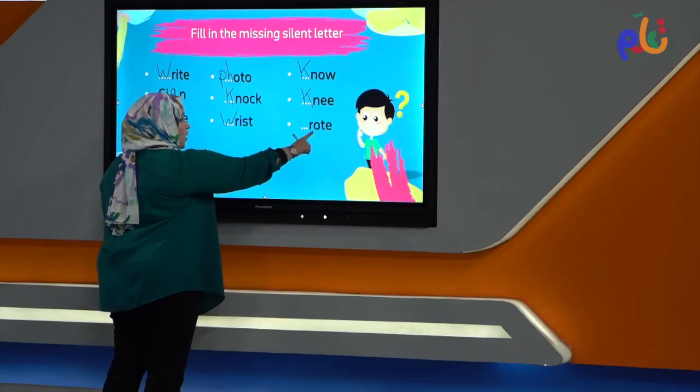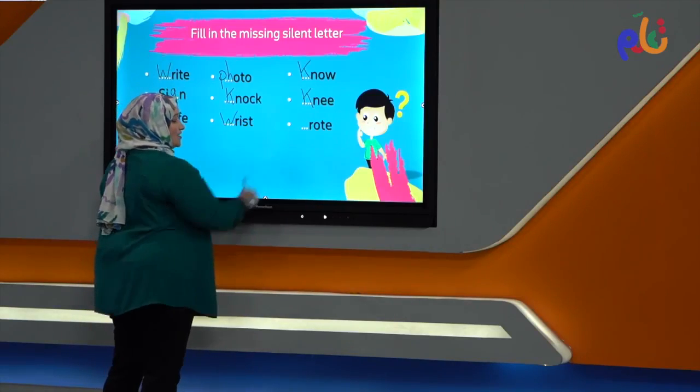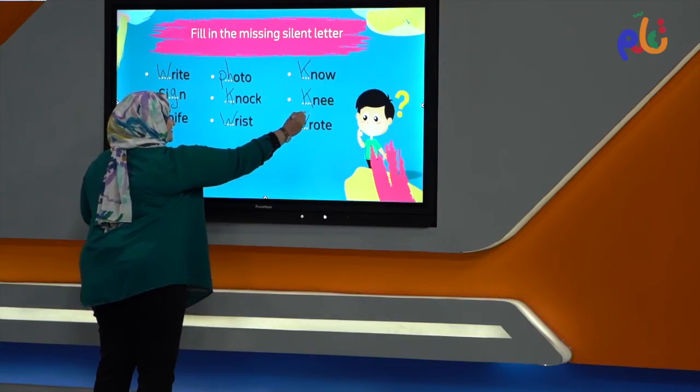Wrote. So the missing letter is W. Wrote. And with that, we've learned how to identify silent letters in words. We need a lot of practice and a lot of exercises so that over time we learn to identify which letter is silent, which letter is missing. The rules are very important and we have to memorize them, so we can tell which silent letter is missing in any vocabulary we come across. Let's see the rest of the lesson and what we're going to learn today.